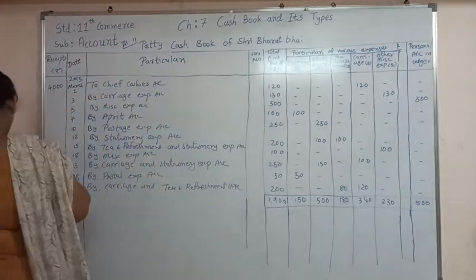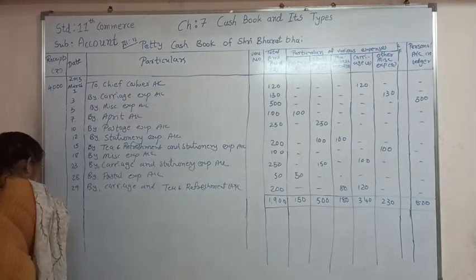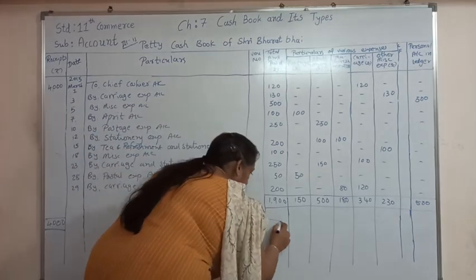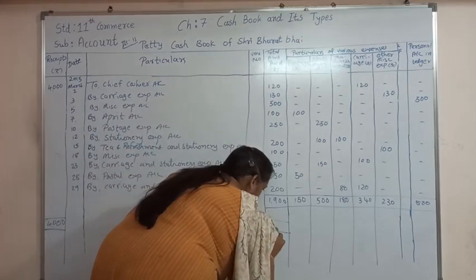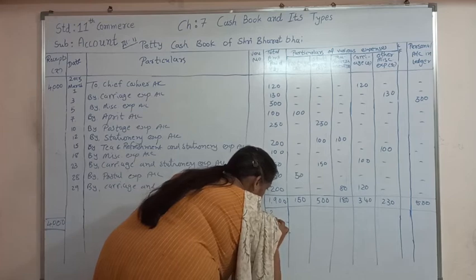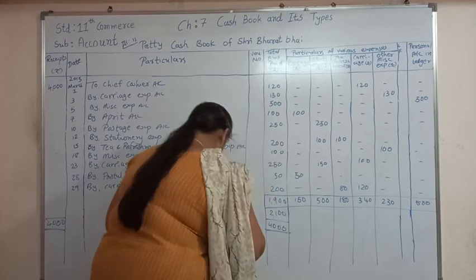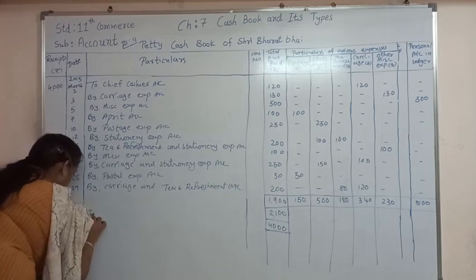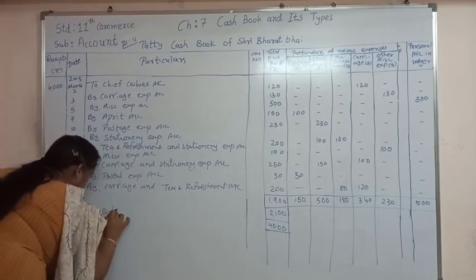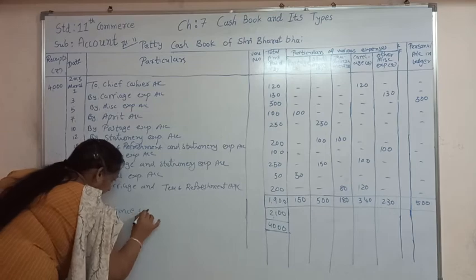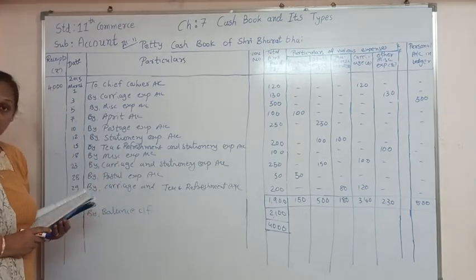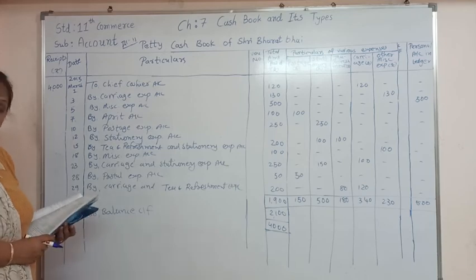1,900, and here the total of the cash account is 4,000. If we take this side, the balancing figure will be 2,100. So this is cash on hand, by balance carried forward. So now we need to bring 1,900 from main cash here.